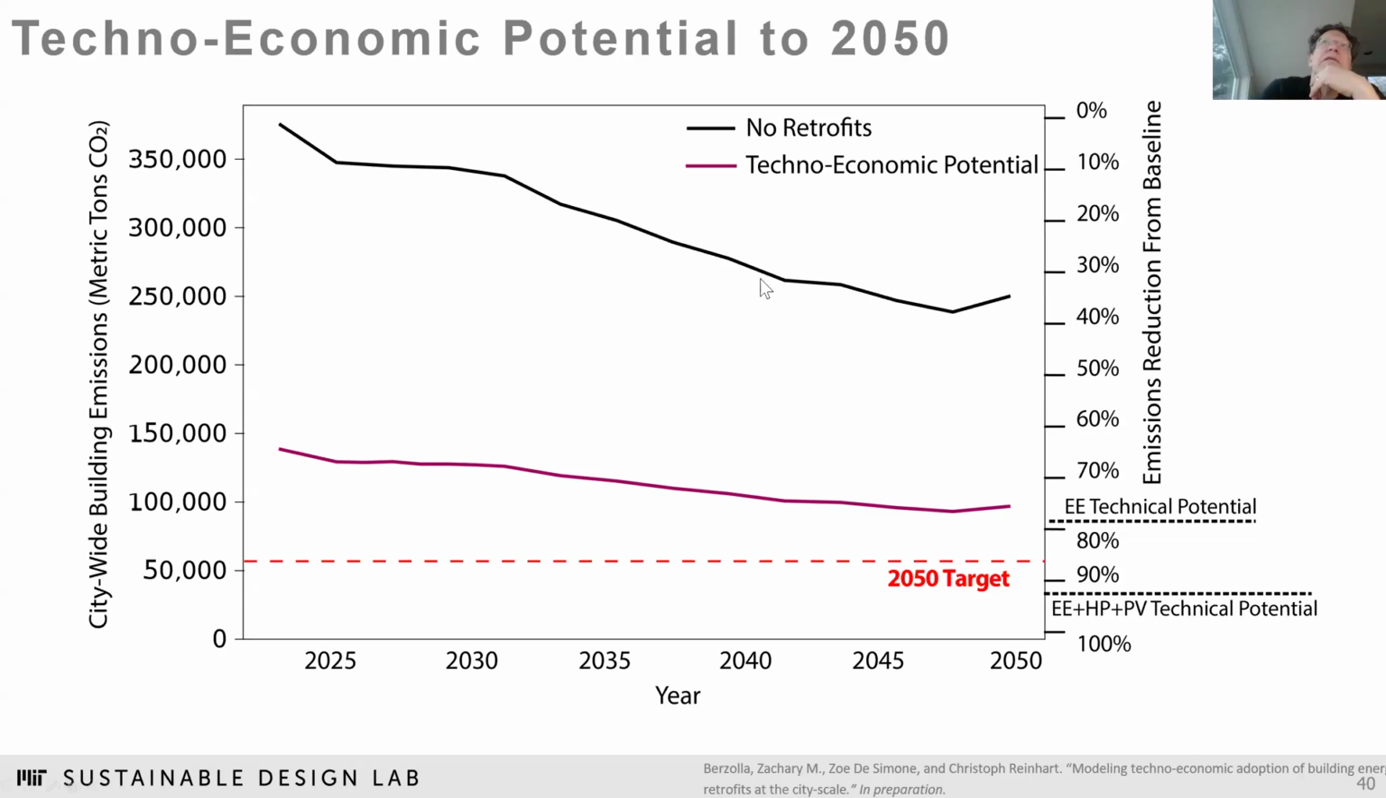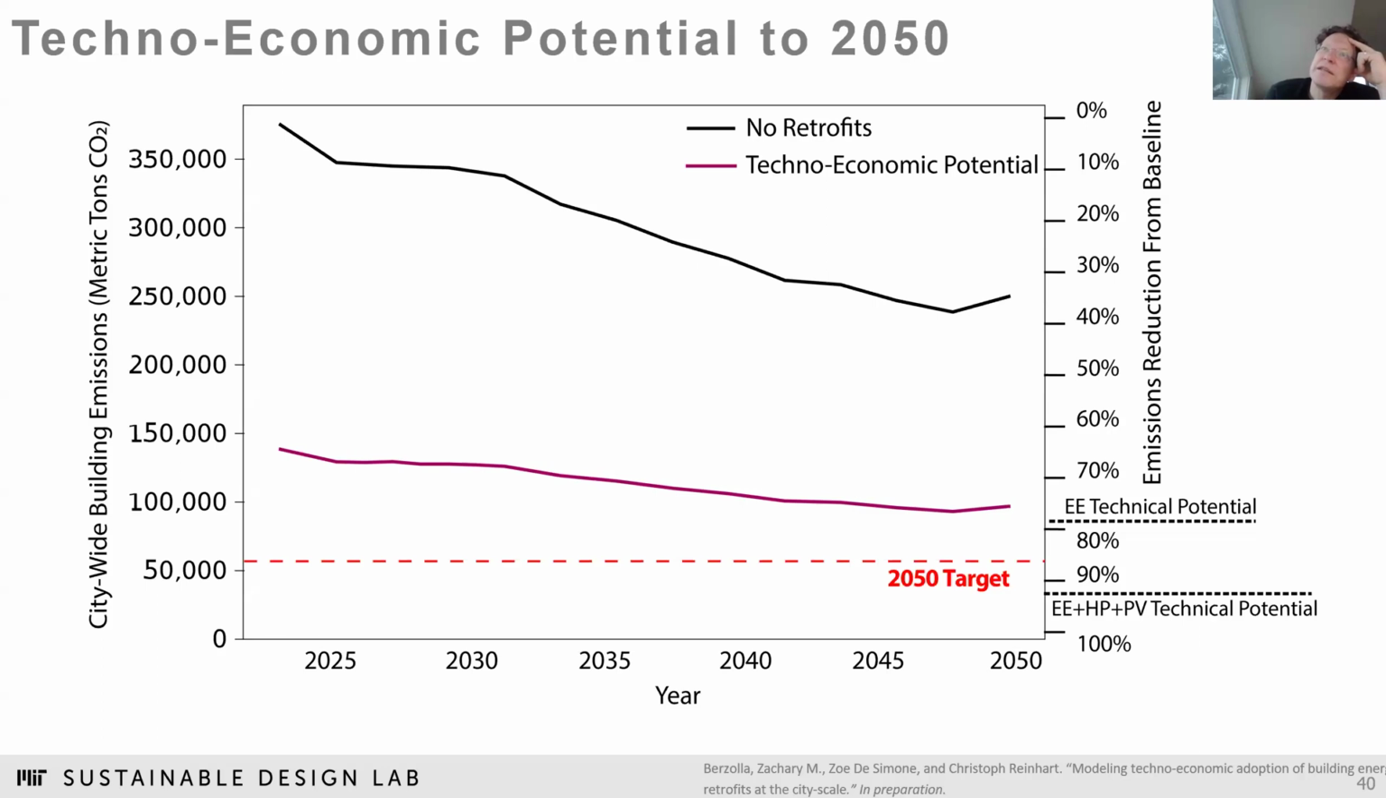And if we now focus on the techno-economic potential, here you see everybody who said, yes, I'm willing to pay if all of this happens between now and 2050. We're actually not fully at our target, but we're getting pretty low, which is great to see.